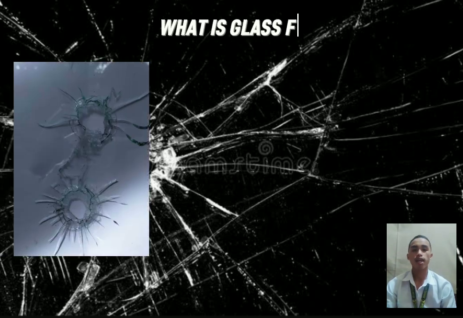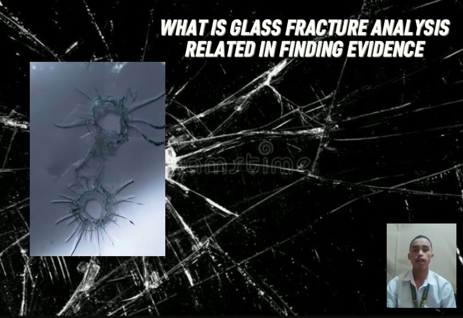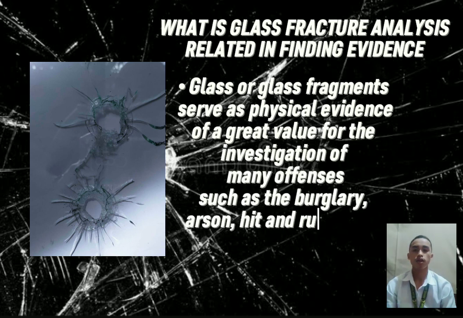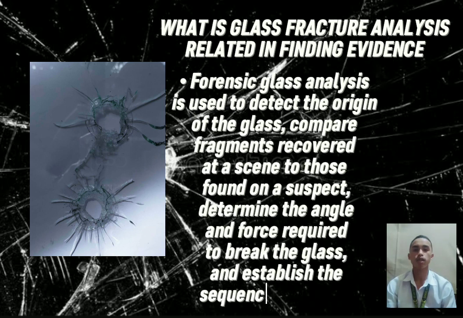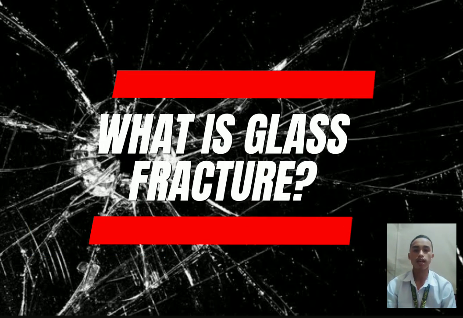Last is glass fracture analysis in regard to evidence. A glass fragment serves as physical evidence of great value for the investigation of many offenses, such as burglary, arson, hit-and-run cases, shooting, and assault. Forensic glass analysis is used to detect the origin of the glass and compare fragments recovered at a scene to those found on a suspect. They also determine the angle and force required to break the glass and establish the sequence of events. Next is, what is glass fracture?